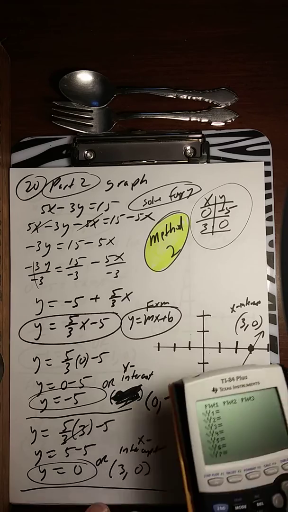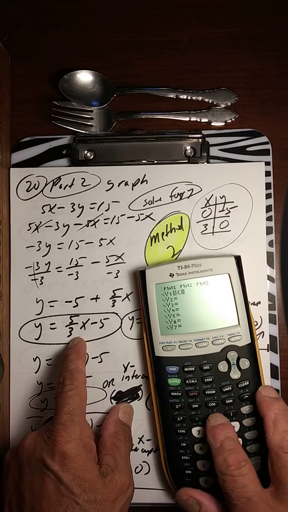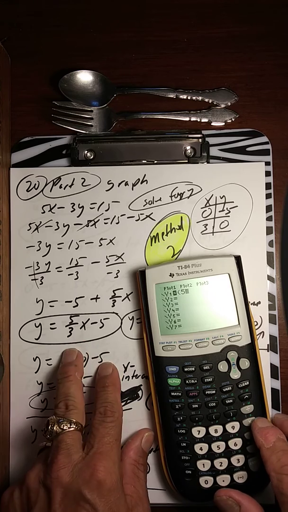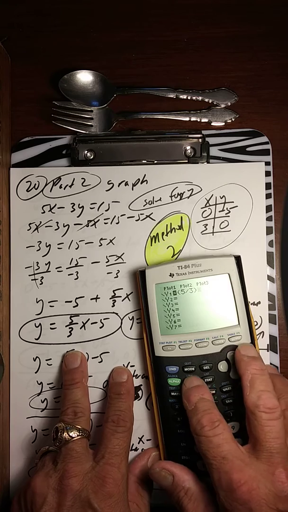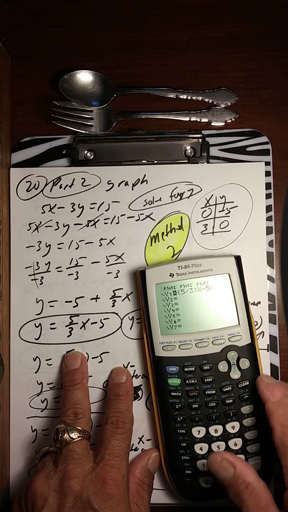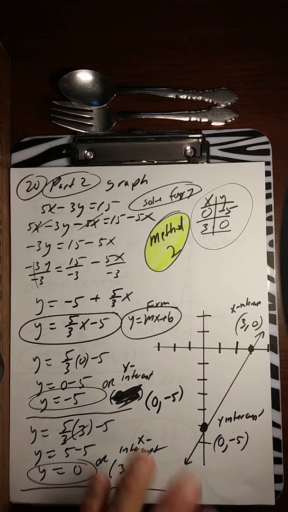So, we're going to use this one right here. Parentheses, 5 divided by 3x minus 5 and hit graph. Does that work? Yes, we're done.